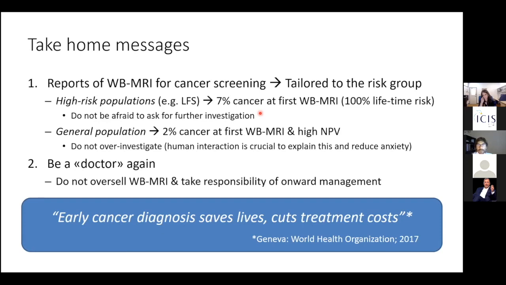And in that particular population, the human interaction is crucial to lower anxiety. So, in other words, there is an opportunity for us to become doctors again, talk with patients, with people, and take the responsibility of onward management, with the idea in mind that early cancer diagnosis, we know, saves lives and also cuts treatment costs. Thank you.